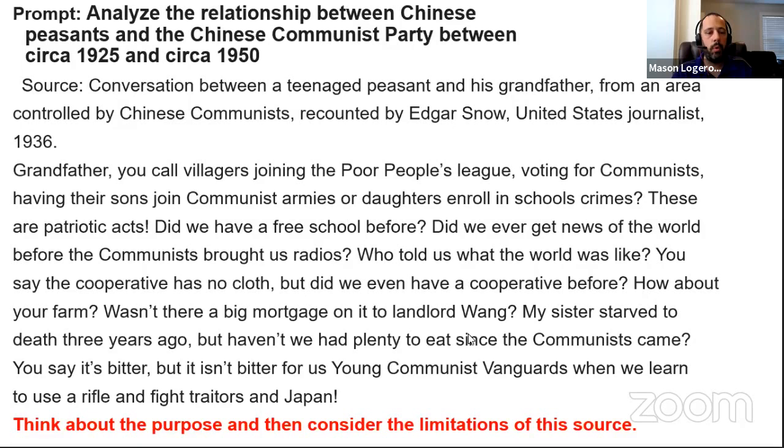All right, let's do one more here. This is the same prompt. Same thing as before. I'm going to give you about 4 minutes. I want you to think specifically about the purpose and also pay special attention to who is writing this. And then I want you to jot down the purpose and possible limitations of this source. And I'm going to give you 4 minutes to do that. Ready? Go.